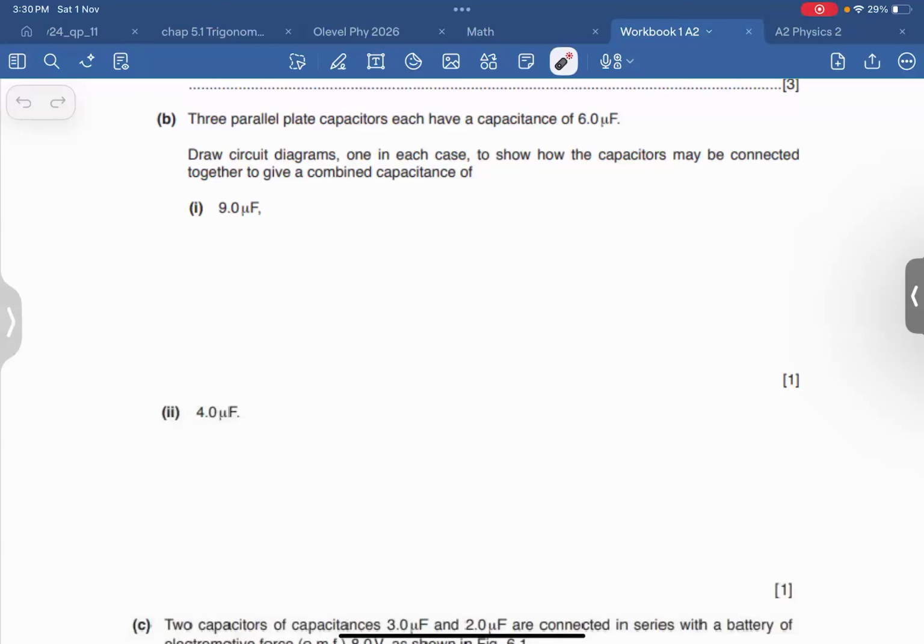Three parallel plate capacitors each have capacitance of 6.0 microfarad. Draw circuit diagrams, one in each case, to show how the capacitors may be connected together to give a combined capacitance of 9 microfarad.